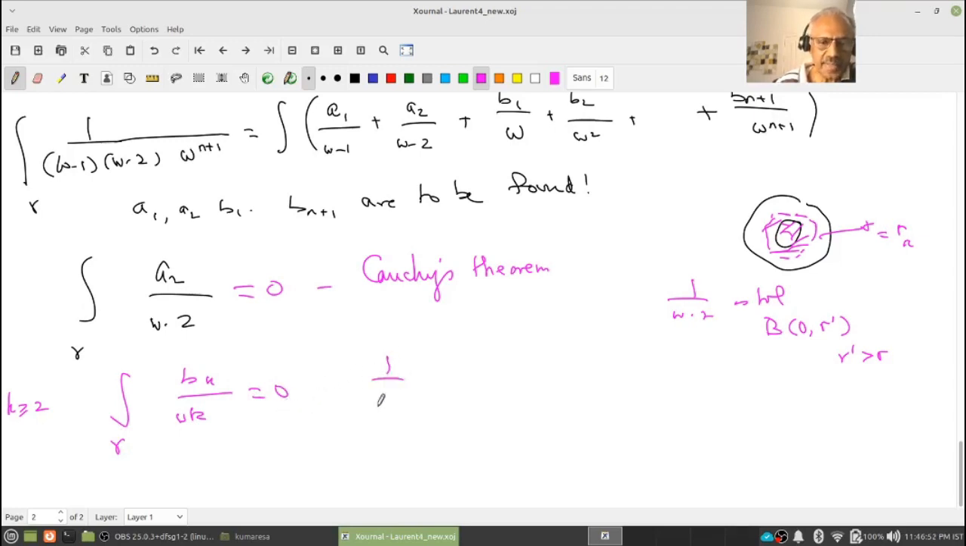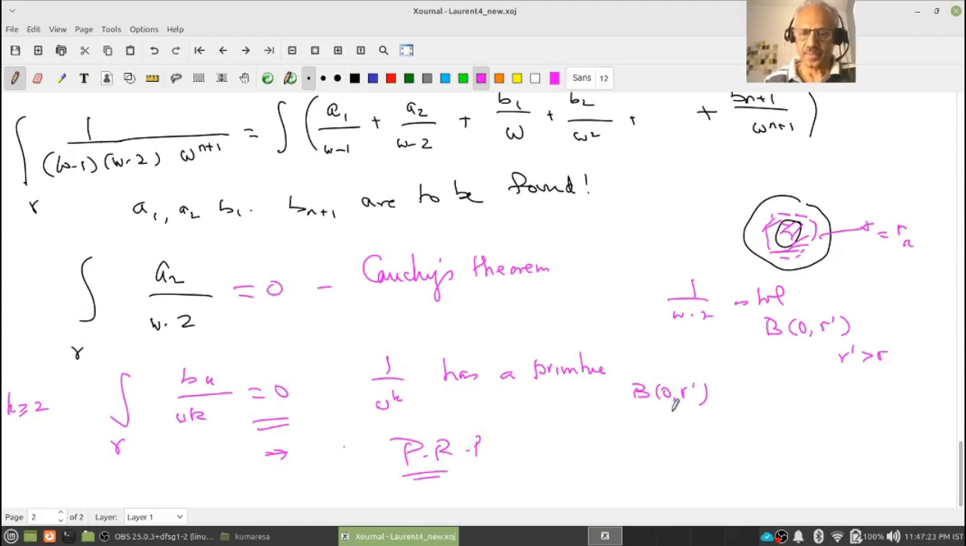Because again 1 by w power k has a primitive, again in b0 r dash if you want. Namely w power minus k and so on, that will be primitive. So this has a primitive, we had already seen this kind of thing, therefore this integral is 0. Pause, review, proceed. Because what all I need is w power minus k plus 1 by minus k plus 1. Therefore, if k is greater than or equal to 2, this is non-zero. Therefore, this is a primitive.